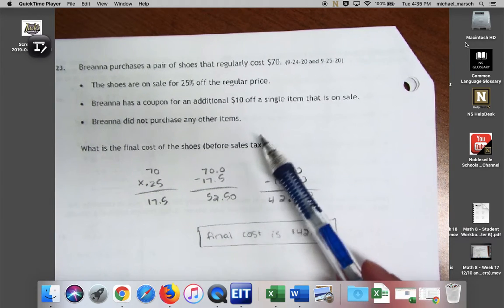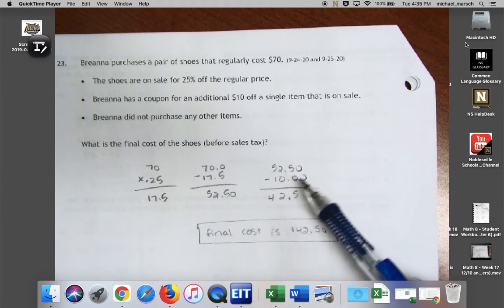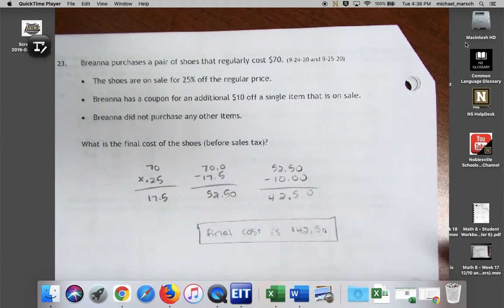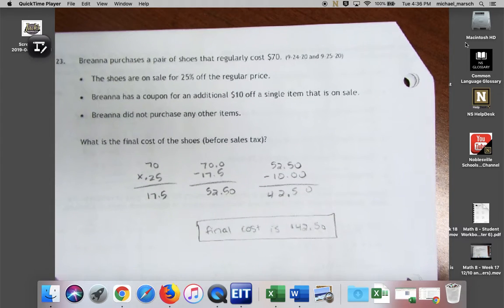She also has a coupon for $10 off. So I'm going to take $10 off of that $52.50. Final cost of the shoes, $42.50. Not bad. Maybe it was on the day after Thanksgiving or something.